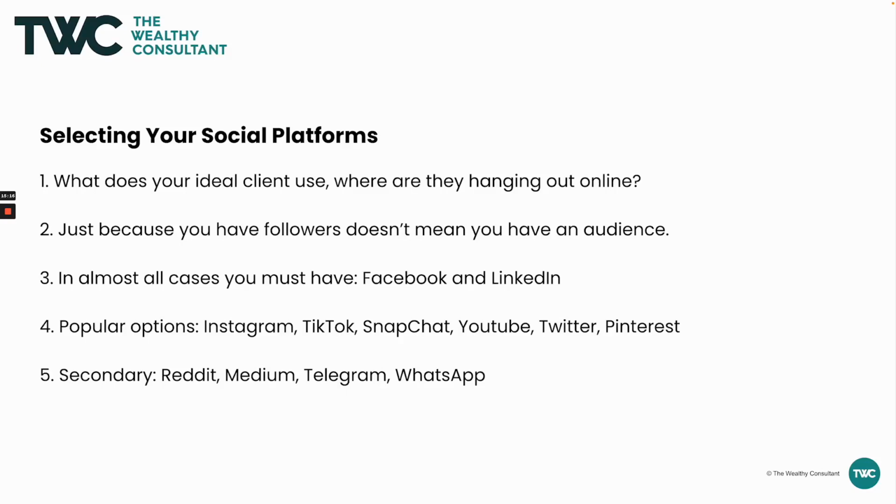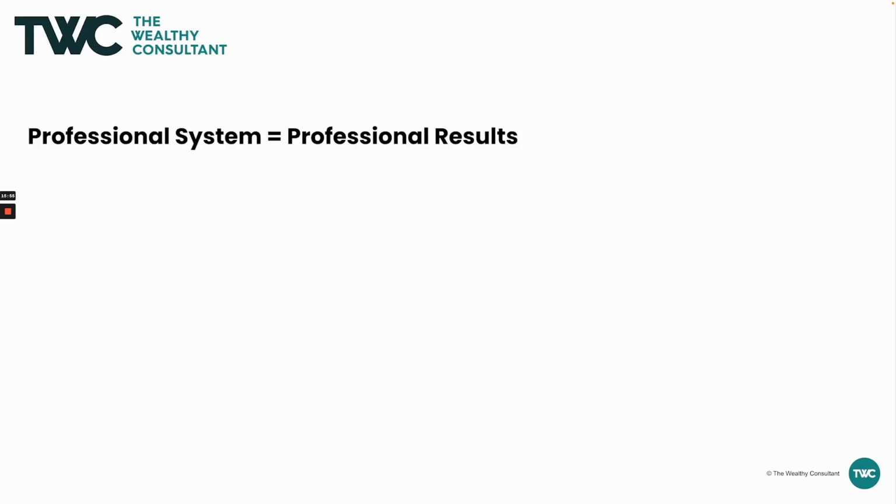Number 3, in almost all cases, you must have Facebook and LinkedIn. There's very few instances where having one or both of these isn't beneficial. If that's the case for you, that's fine. There's always going to be outliers here, but in most cases, Facebook and LinkedIn are going to be your primaries. Popular options, obviously, Instagram, TikTok, Snapchat, YouTube, Twitter, Pinterest. Over time, there's obviously going to be more and more or fewer and fewer. We'll see how it all goes. And then secondary, Reddit, Medium, Telegram, WhatsApp, again, on and on and on. There's plenty of others as well. But remember, it doesn't matter about all these platforms. What matters is where our ideal clients are hanging out. That's what matters. Now let's look at a professional system so you can get professional results.